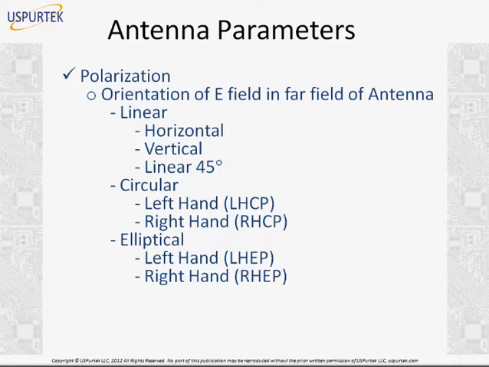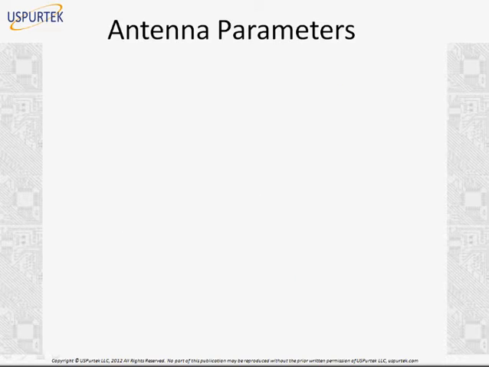There could be linear polarization, which could be horizontal, vertical, or linear at 45 degrees. It could be circular polarization, which is often used in satellite transmissions. The antennas used for satellite transmission are usually circularly polarized. It could be left-hand or right-hand circular polarization, or it could be elliptical. The electrical field traces an ellipse as it rotates, so again it could be left-hand or right-hand. Okay, so let's look at how this is done.